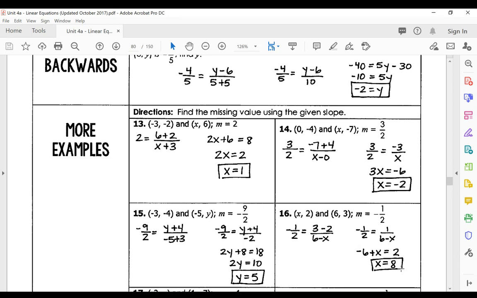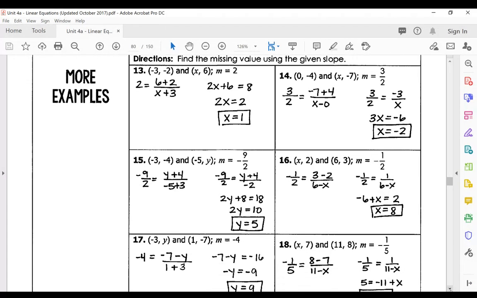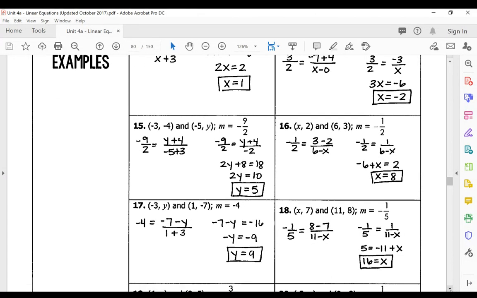We've got a couple of last examples that you can try if you haven't already. Pause the video, see how you do, and then resume. Let's take a look.